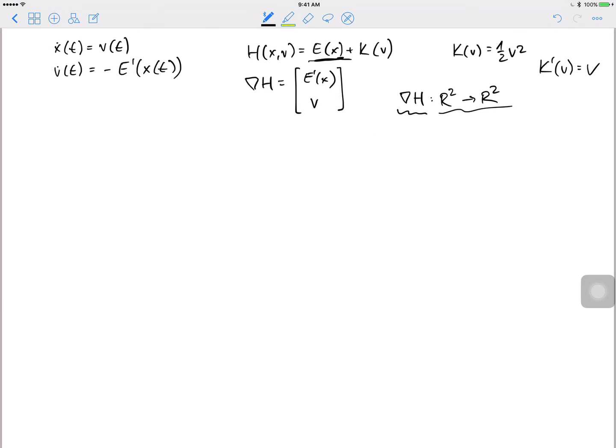So we said that for the 1D toy case, E of x is 1/2 of x squared. And we'll be now considering more general potentials than this. But for this specific potential, what is the gradient of the Hamiltonian? First, in this case, the Hamiltonian is just 1/2 of x squared plus 1/2 of v squared, right? So the gradient of the Hamiltonian here is what? If I look at it as this mapping from R2 to R2.